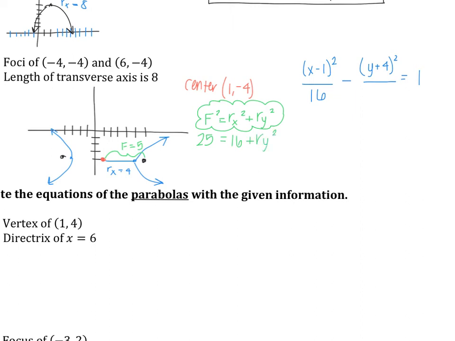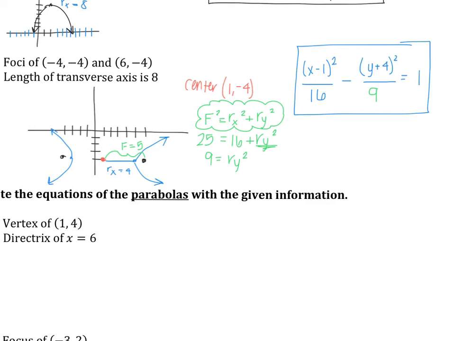Again, we don't even need to find ry. All we really want is ry squared. So, doing some math, I'm getting 9 equals ry squared. And that's all I want. So I'm going to put that underneath my y. And there's my equation of my hyperbola. I know it's a hyperbola because one of the terms is negative.